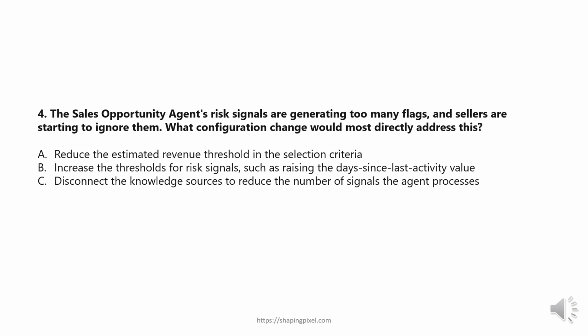The Sales Opportunity Agent's risk signals are generating too many flags, and sellers are starting to ignore them. What configuration change would most directly address this? Reduce the estimated revenue threshold in the selection criteria? Increase the thresholds for risk signals, such as raising the days since last activity value. Disconnect the knowledge sources to reduce the number of signals the agent processes. Correct answer is option B.